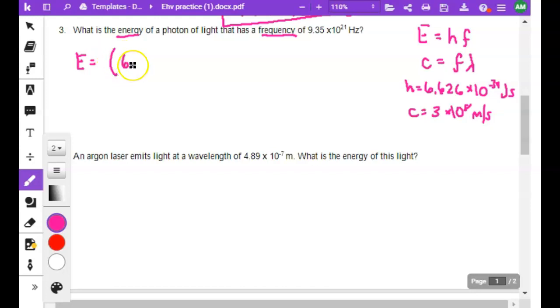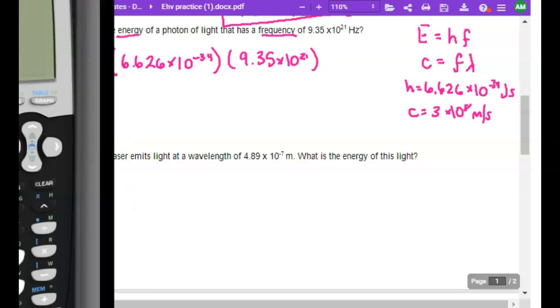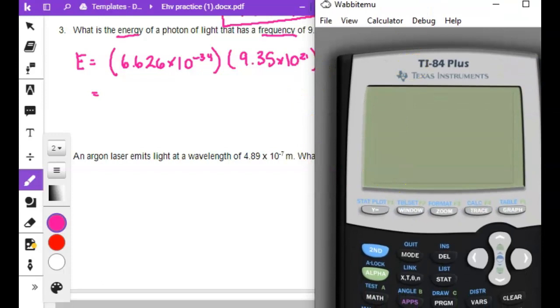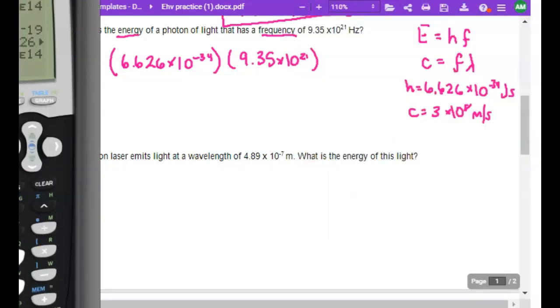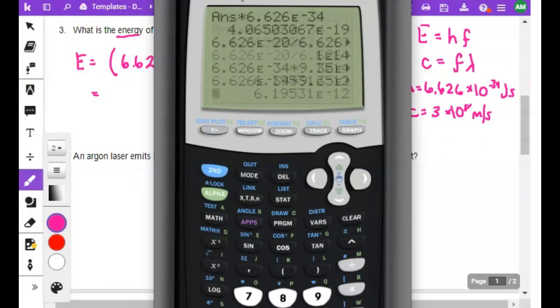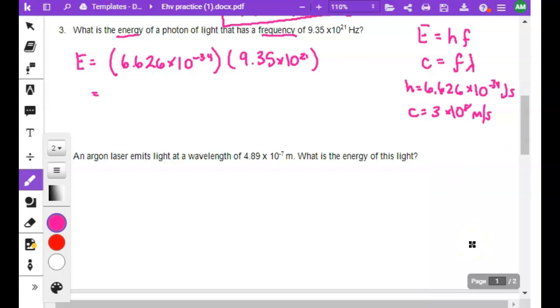So H times F, and I get... so when I put it in my calculator, trying to show it on the screen here, I get 6.19 times 10 to the negative 12th. So that is, that's Planck's constant.